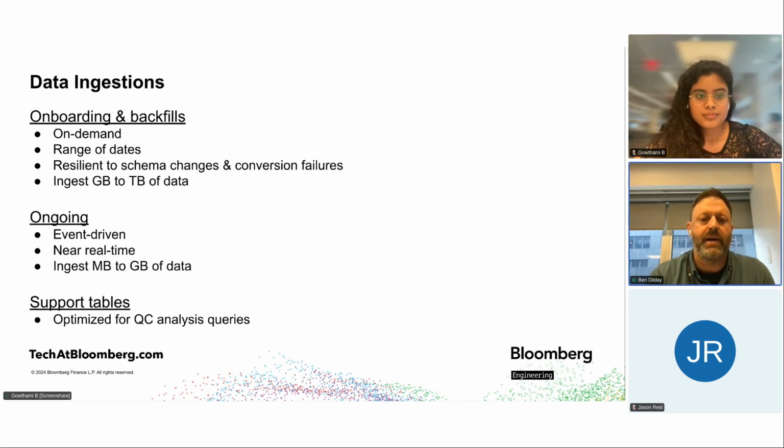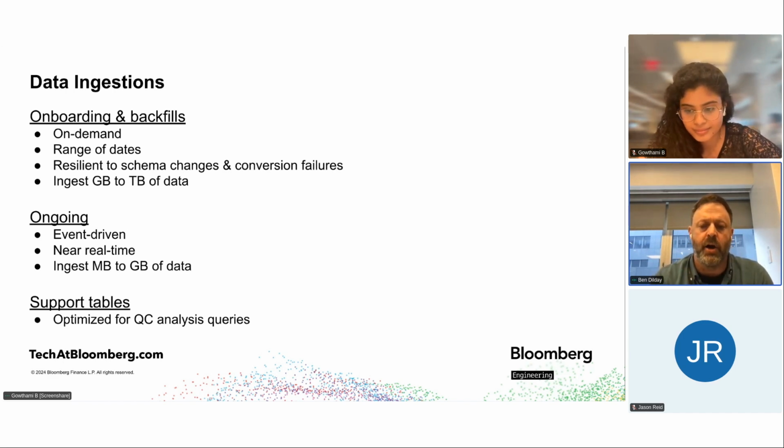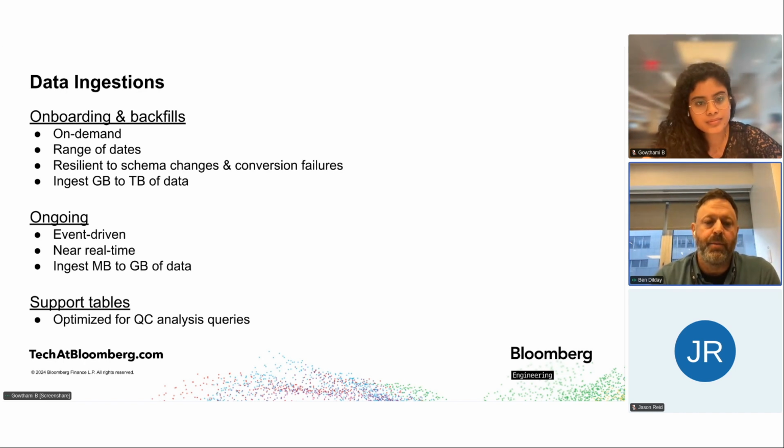Okay, so the requirements we have for onboarding and backfilling are that we want to be able to schedule these on demand. And we don't want to just operate on one date or one data set. We want to be able to operate on a range of dates. And it has to be resilient to schema changes and conversion failures. So basically, we're ingesting a large amount of data. We don't want it to fail right at the end for some reason, for a corrupted text file, let's say, and then we have to go back and do the whole process over. And because we're doing the entire archive in one shot here, the data we're ingesting is on the order of gigabytes or even terabytes.